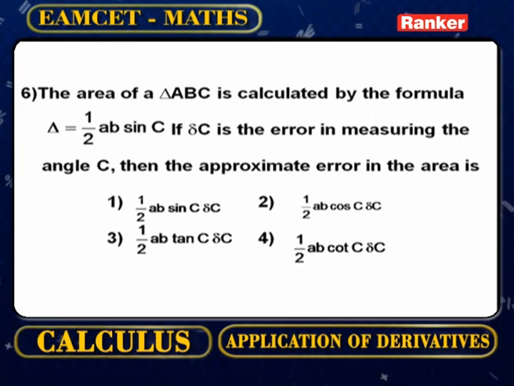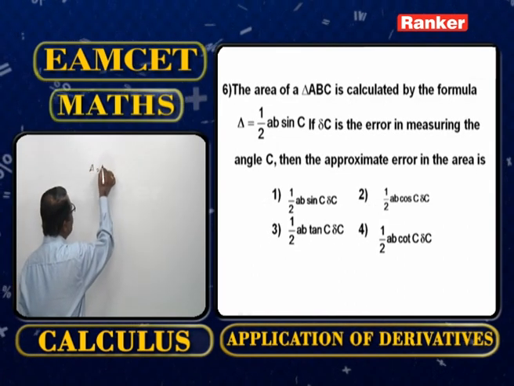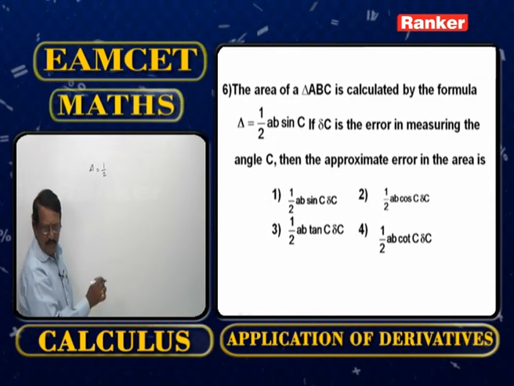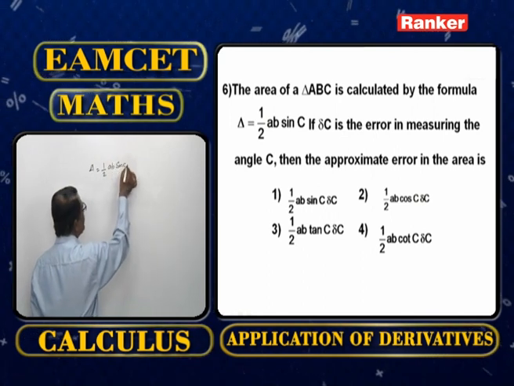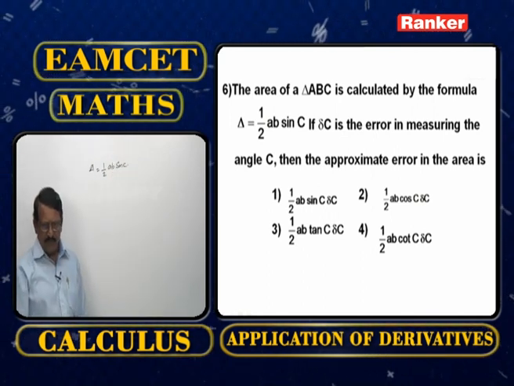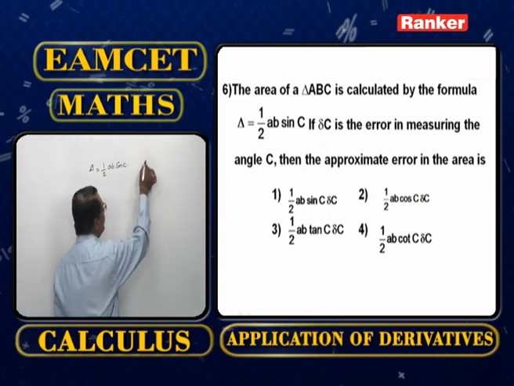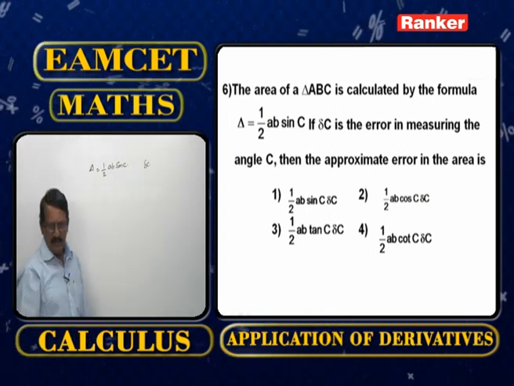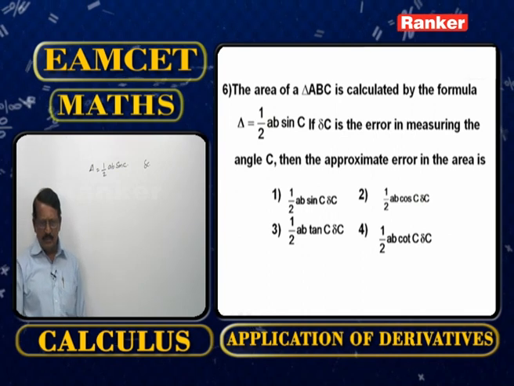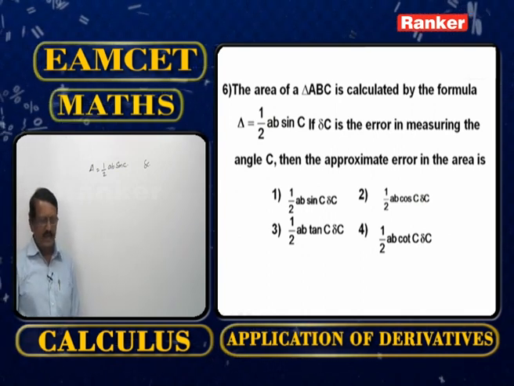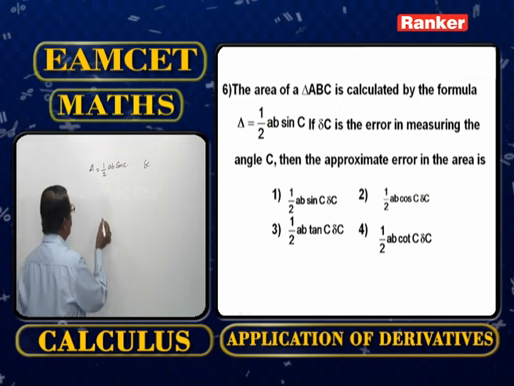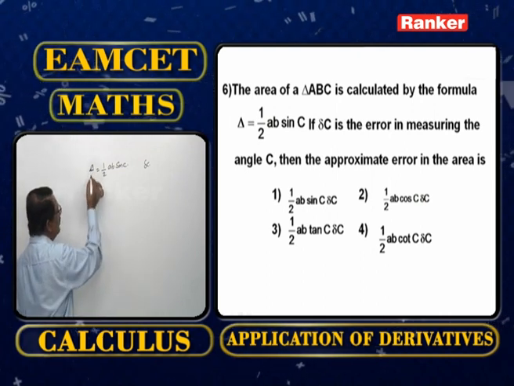The area of the triangle is calculated by the formula delta equals half ab sin C. If delta C is the error in measuring the angle C, then the approximate error in area is required.